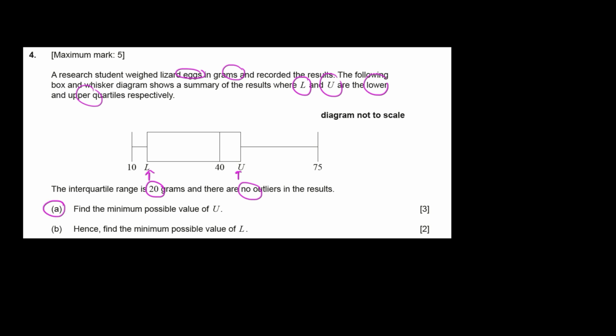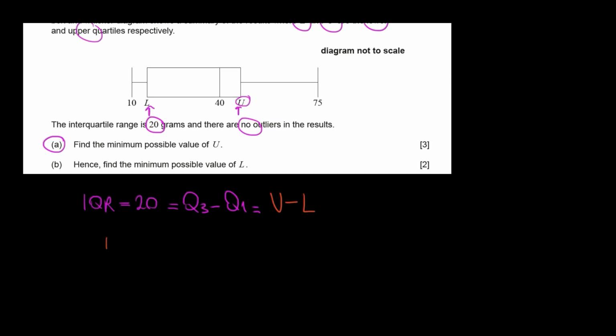Question A. Find the minimum possible value of U. U is the upper quartile. So let's use some relevant information from here, which is interquartile range equals 20. This is the difference between Q3 and Q1, and the third quartile and first quartile in our case are U minus L. So in other words, we can say that U minus L equals 20, U equals 20 plus L. We'll be using this later. Find the minimum possible value for U.